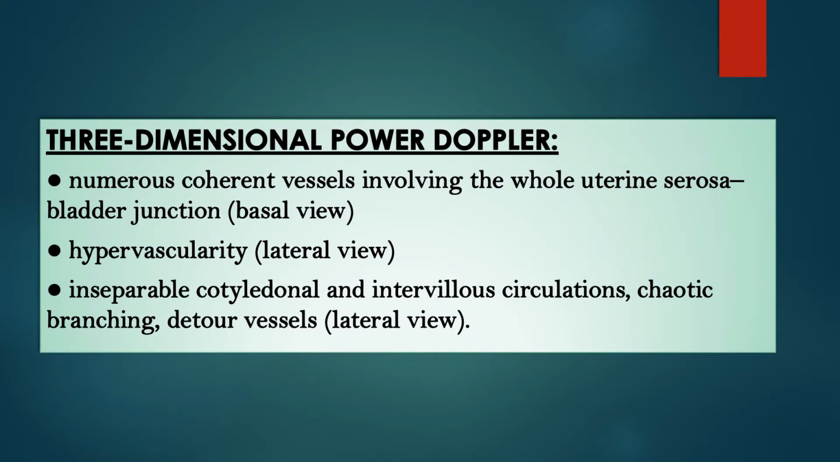Three-dimensional power Doppler: numerous coherent vessels involving the whole uterine serosa bladder junction, basal view; hypervascularity, lateral view; and inseparable cotyledonal and intervillous circulations, chaotic branching, and detour vessels, lateral view.